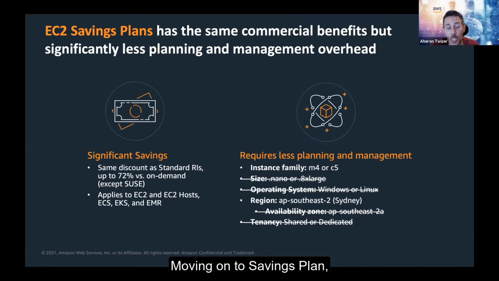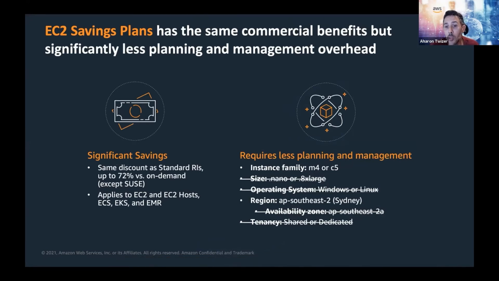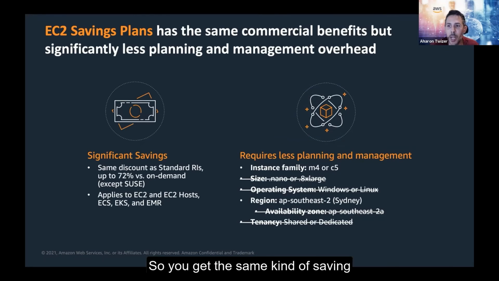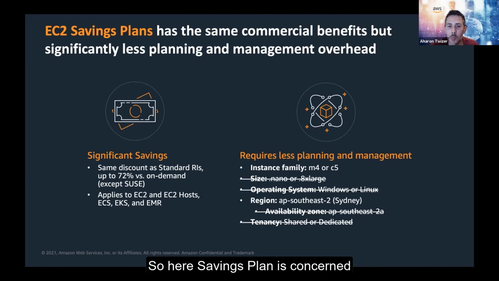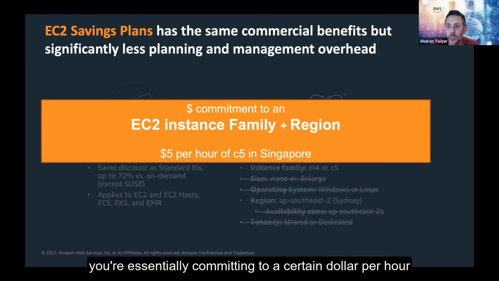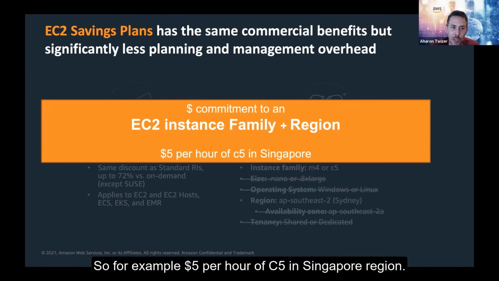Moving on to savings plan. There's one plan called EC2 savings plan. With EC2 savings plan, part of this problem goes away. You get the same kind of saving as you would have with reserved instances, but with lesser matching criteria. Here savings plan is concerned only on the instance family and region. All other criteria are gone away. To put it in a sentence, you're essentially committing to a certain dollar per hour of instance family in a region. So for example, $5 per hour of C5 in Singapore region.